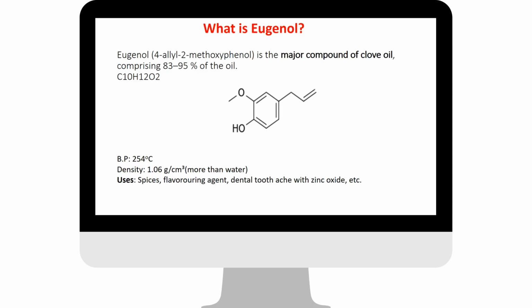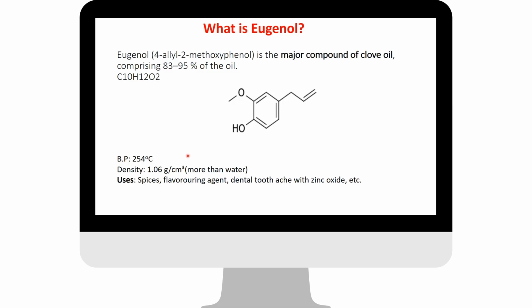So in this slide, we will be saying what is eugenol. Eugenol is actually the major compound of the clove oil, comprising 83 to 95% of the oil. Clear? And this is the formula of eugenol, C10H12O2, and structurally it is like this. It is 4-allyl-2-methoxyphenol.